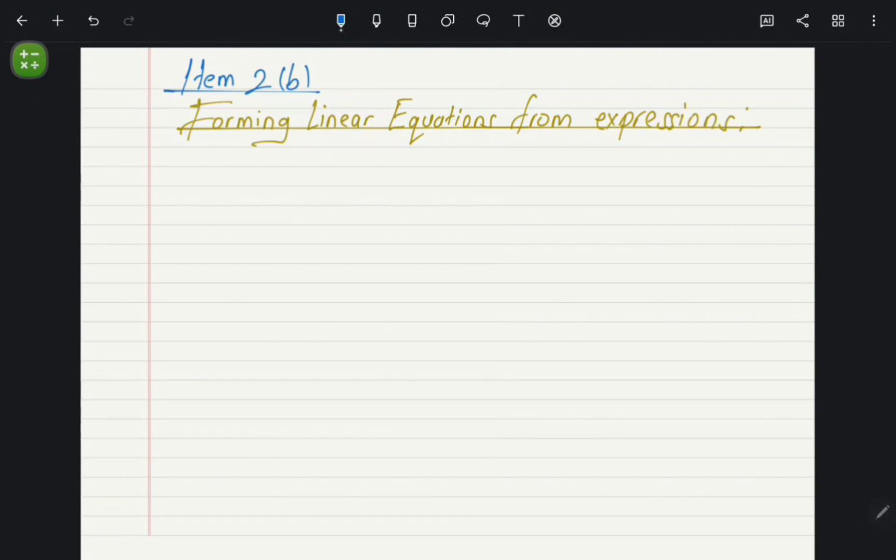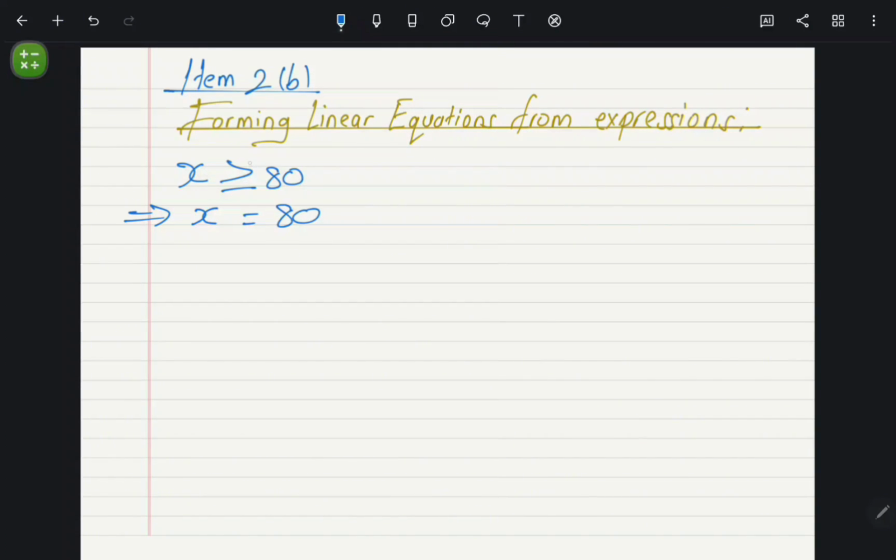Now we are going to form the linear equations from the expressions. So our first expression, I remember, was x is greater than or equal to 80. When you're forming the linear equations, what you have to do simply is replace the inequality symbol with an equal sign. So from this one here, we are going to have x is equal to 80. Now x equals 80 can easily be drawn on a Cartesian plane.